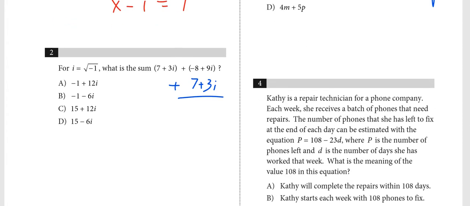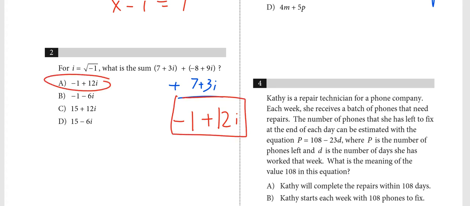Question 2, I always like to line them up, one over the top of the other one, so that I can add down the columns, negative 1 plus 12i. You know, it's really that easy. It's not meant to be difficult. You're really just adding the real values together and the imaginary values together.